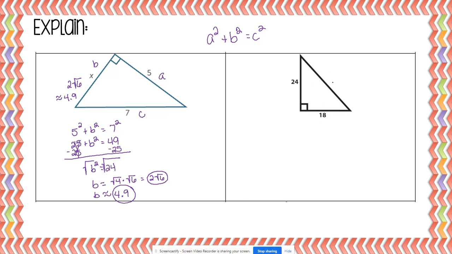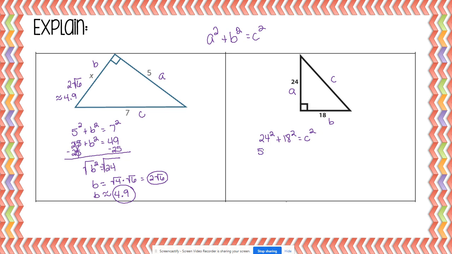For our next triangle, we can see that we're missing a hypotenuse. So we have 24 and 18 as our legs, and we're missing C, our hypotenuse. When we plug into our formula, we're going to say 24 to the second power plus 18 to the second power equals C to the second power.